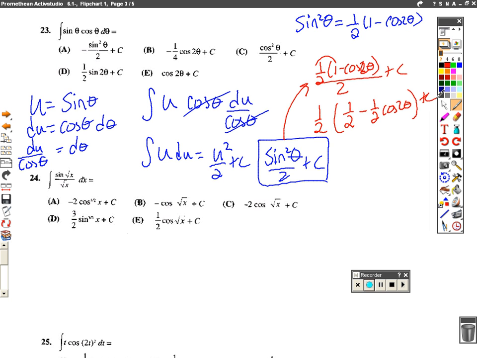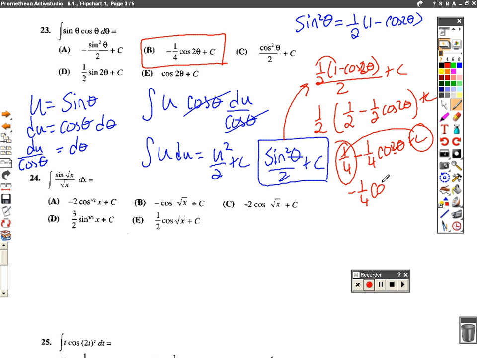All right, so we've got 1/2 times 1/2 is 1/4, minus 1/4 cosine of 2 theta plus c. This is the kind of problem where definitely there's some interesting stuff going on, because I see the answer. It's right here, it's b. But what's happened is they've taken this 1/4 and this c, and they've just said that that's a new constant. That's a big C. So this is negative 1/4 cosine of 2 theta plus some kind of big C.